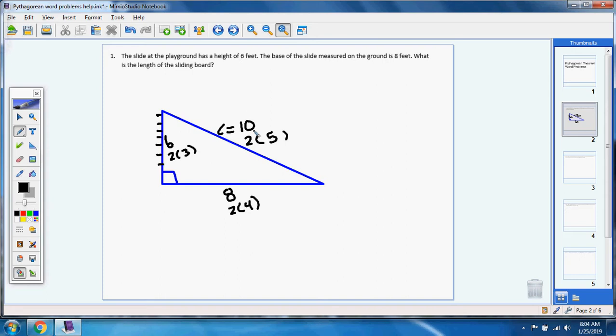All right, go ahead and make a quick sentence answer. It wants to know, what is the length of the sliding board? Again, I know it's not English class, but we practice our awesome skills, especially since it's word problems, getting ready for the end of the year test. Just make a simple sentence answer. It should say something like, the length of the sliding board is 10, and you're using your units, 10 feet. Again, simple sentence answer. All right, when you're ready, we're going to go ahead and look at number 2.